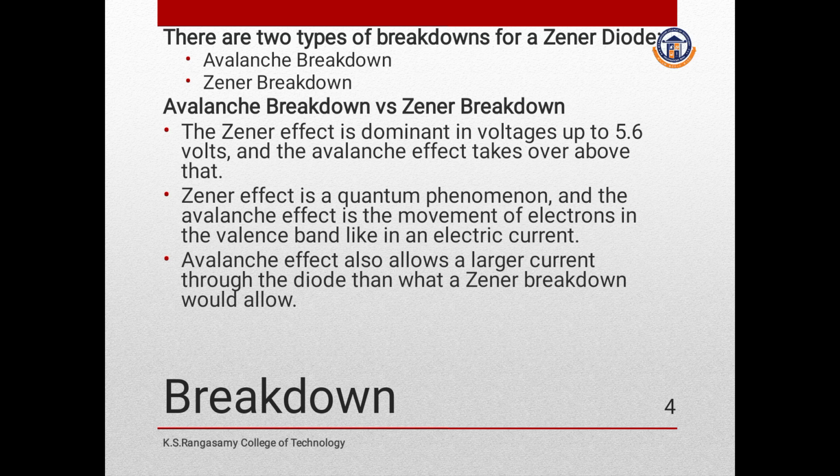There are two types of breakdown conditions that occur in Zener diode. One is the avalanche breakdown, another one is the Zener breakdown. Avalanche breakdown will also occur in the normal diode and the Zener diode at very high reverse voltage.